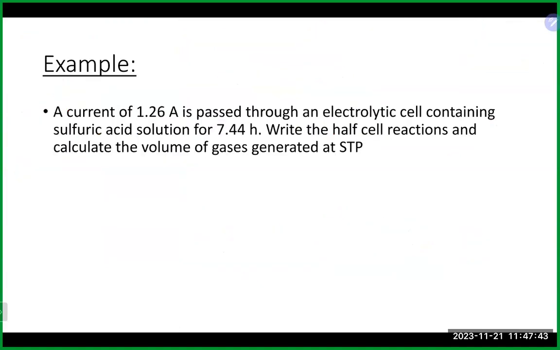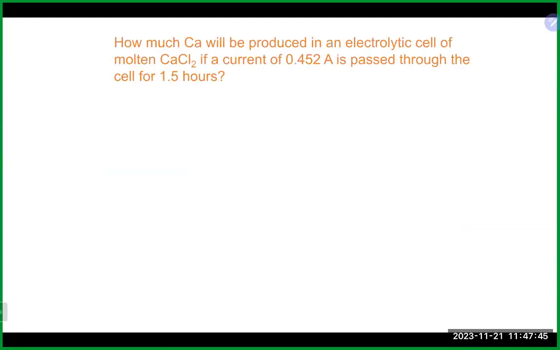All right, so let's take a look at one together. We'll come back to that one, I think, here. Let's do this one. So how much calcium will be produced in an electrolysis cell from molten calcium chloride if the current is 0.452 amps and it runs for 1.5 hours.